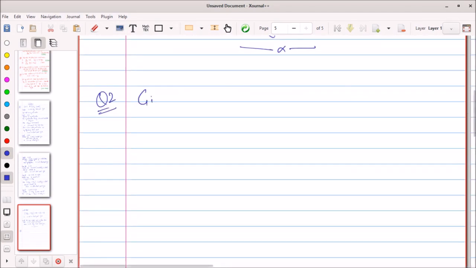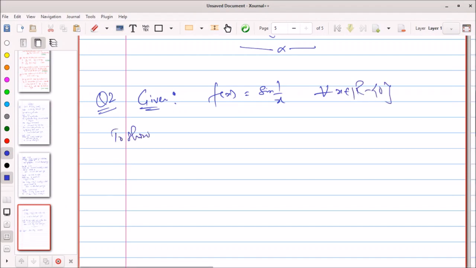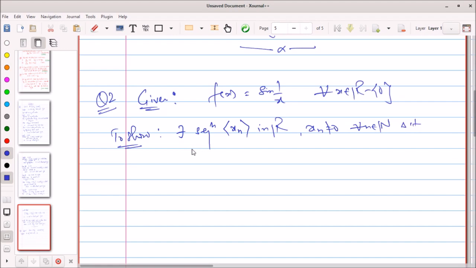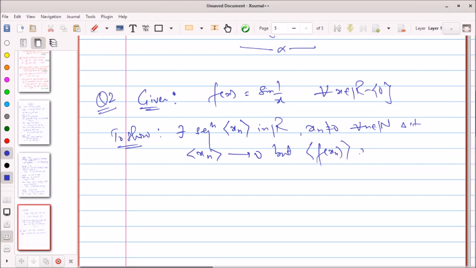We are given f(x) equal to sin(1/x) for all x belonging to R minus {0}. To show: there exists a sequence x_n in R, x_n not equal to 0 for all n belonging to N, such that x_n converges to 0 but f(x_n) does not converge in R. So we have to construct a sequence of this form such that x_n converges to 0 but f(x_n) does not converge in R.